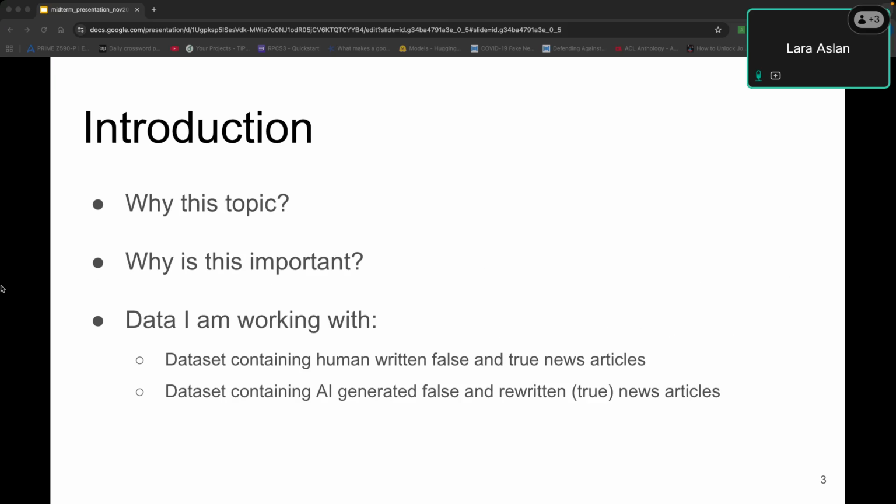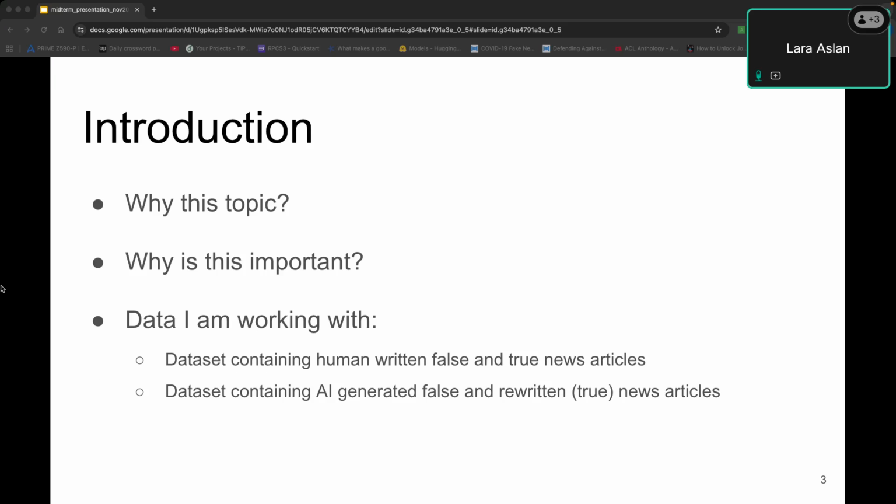So I chose this topic because AI-generated content is on the rise, and distinguishing it from human-written content is becoming more difficult. While I was doing my bachelor's thesis, I mainly worked with human-written news only, and I wanted to expand the topic to include AI as well because of its growing impact in content creation.